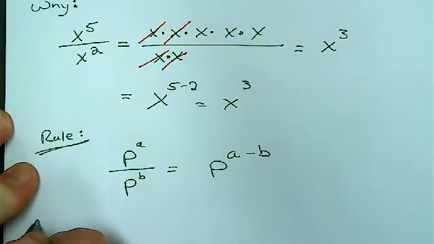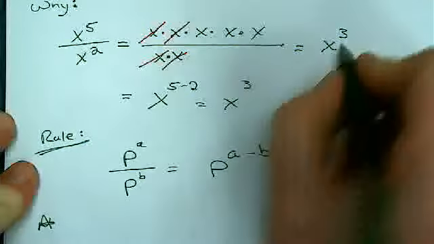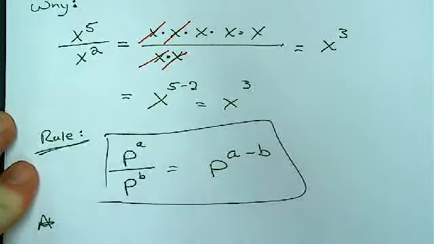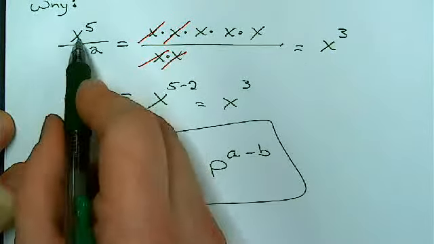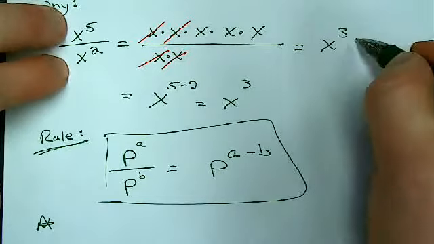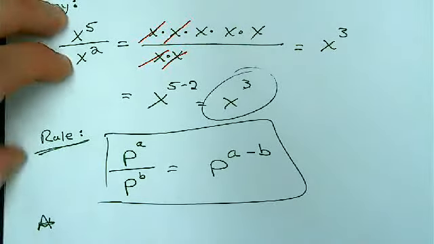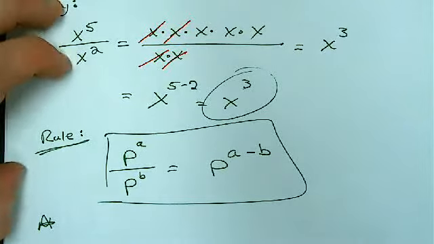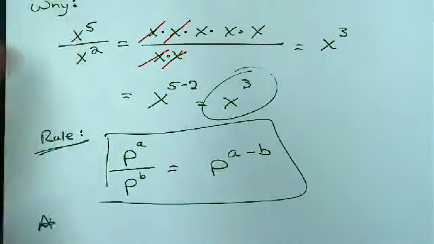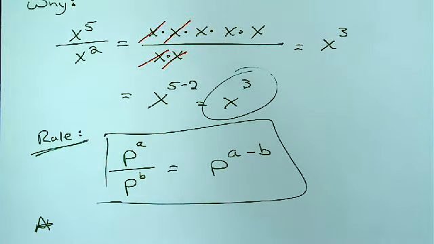Now, one other thing to mention in here. So in this case, this is the rule. And in this concrete example, x to the 5 over x squared, 5 minus 2 is 3, so we get x to the 3rd. You subtract it. If you're dividing, subtract the exponents. If you're multiplying, add them. And if you're raising to a power, you multiply.